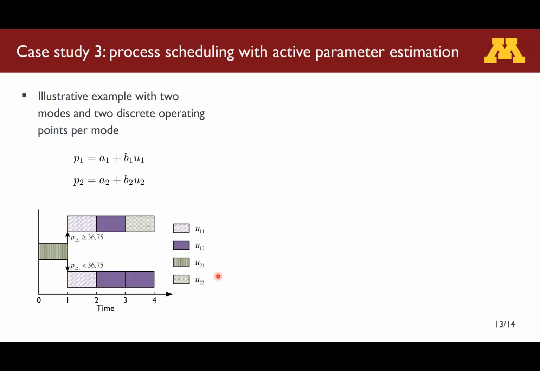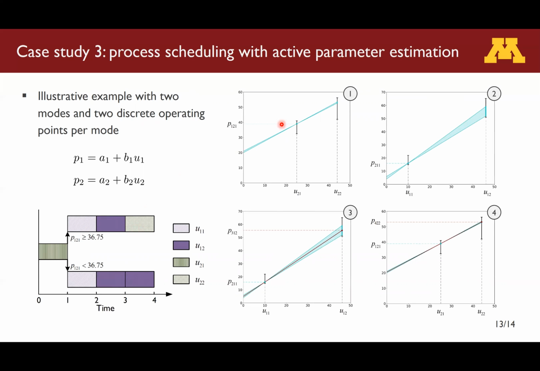So considering this upper case here, this is how these parameters are estimated over time. In time period 1, we operate at the first operating point of mode 2. The associated production amount could be anywhere on this black line here. Now let's say it turns out to be this light blue point here. Then immediately the uncertainty set for the second operating point reduces to this little bit here. The same thing happens when we operate at the first operating point of mode 1 in the second time period.